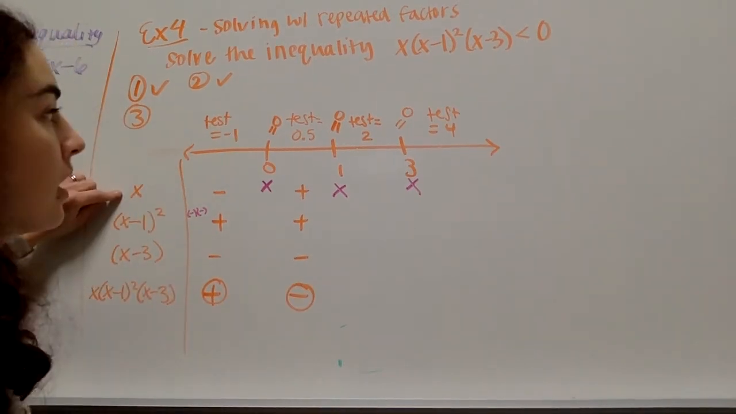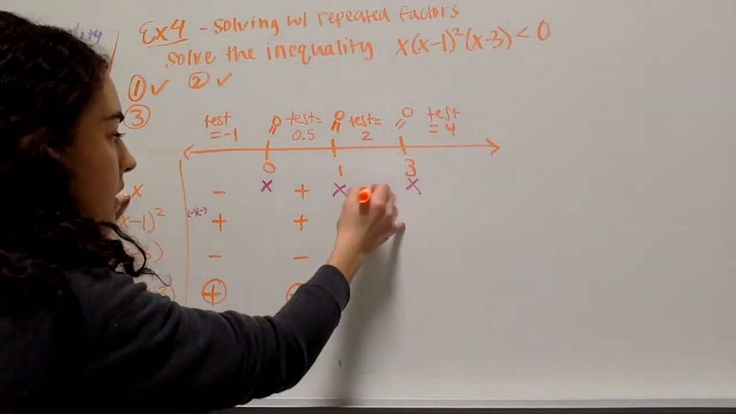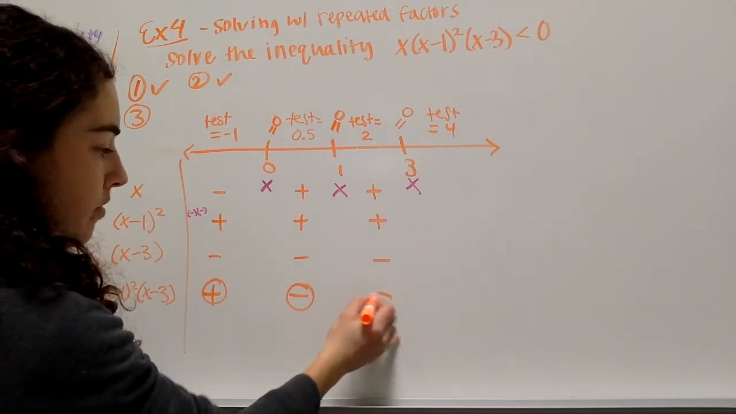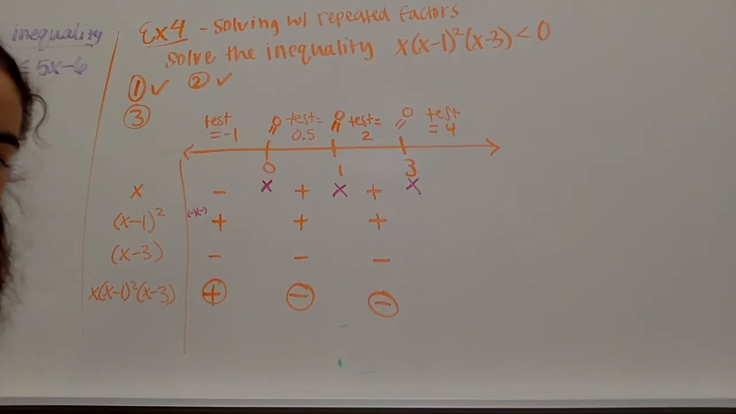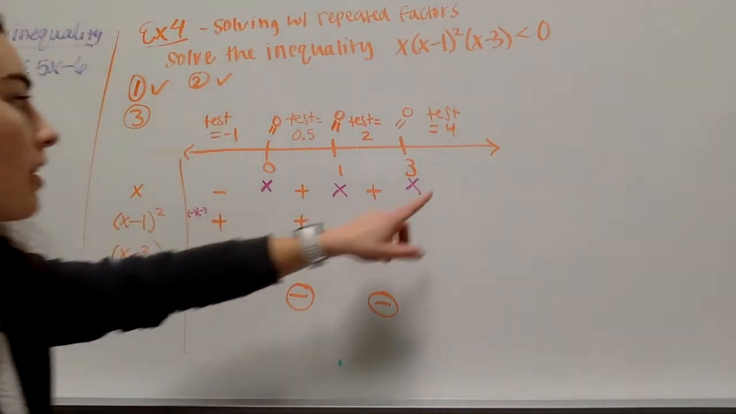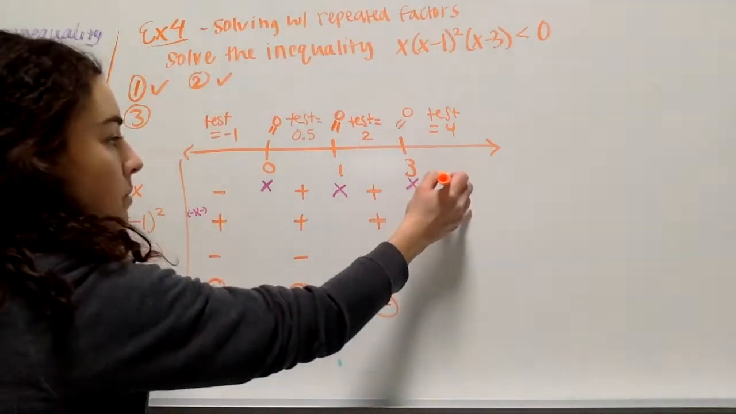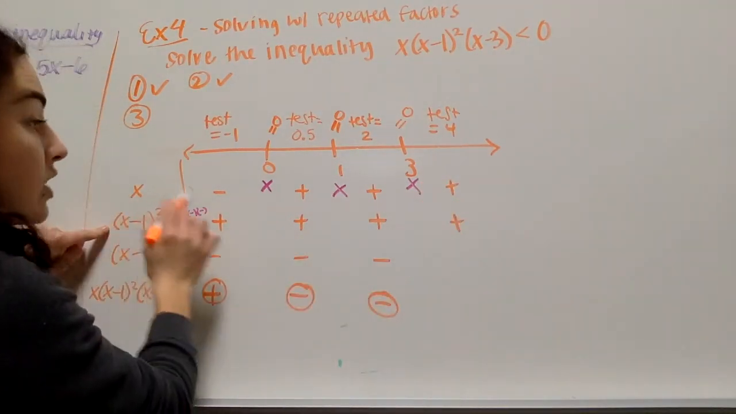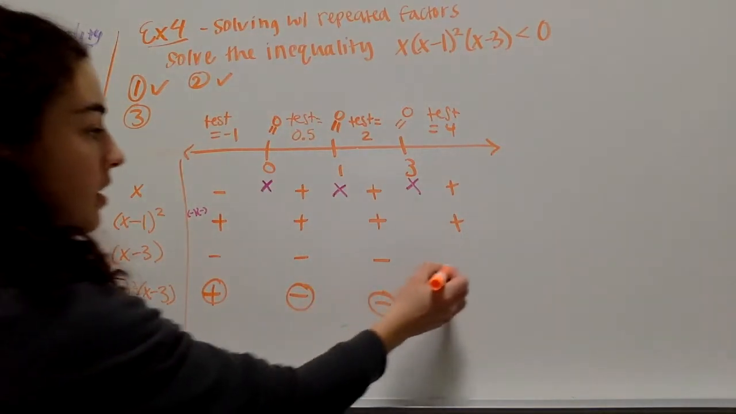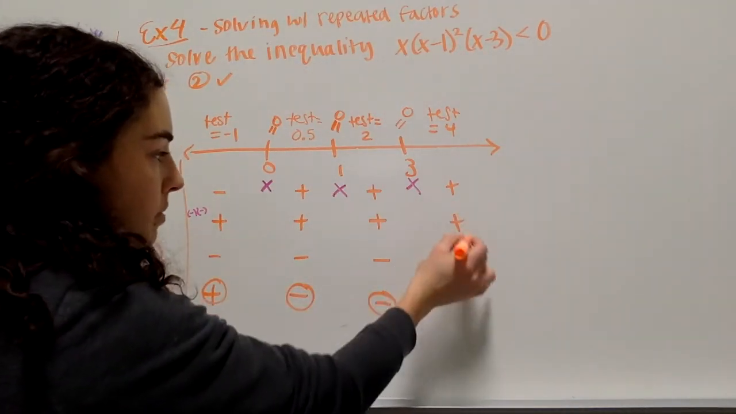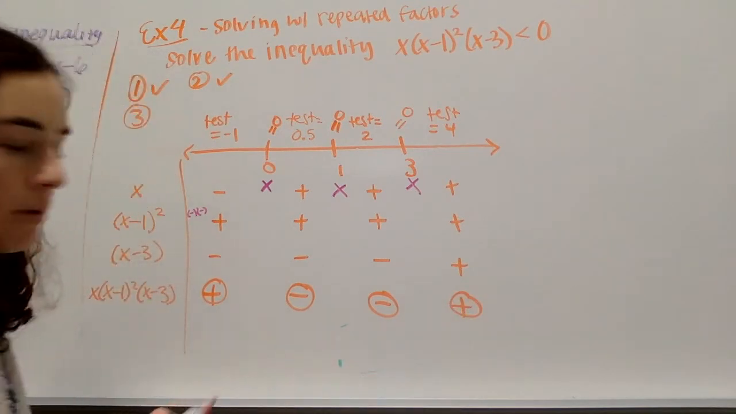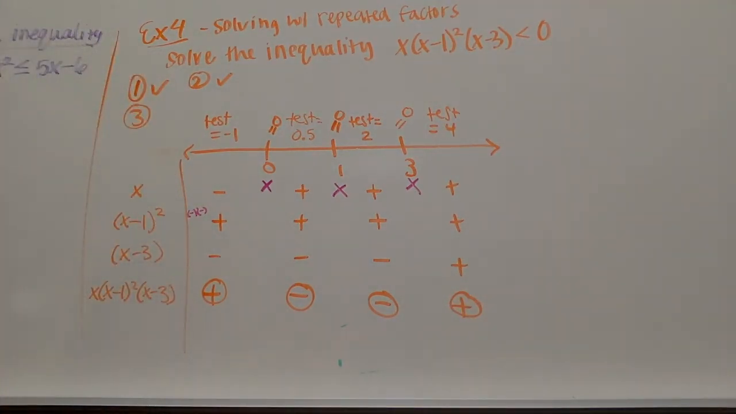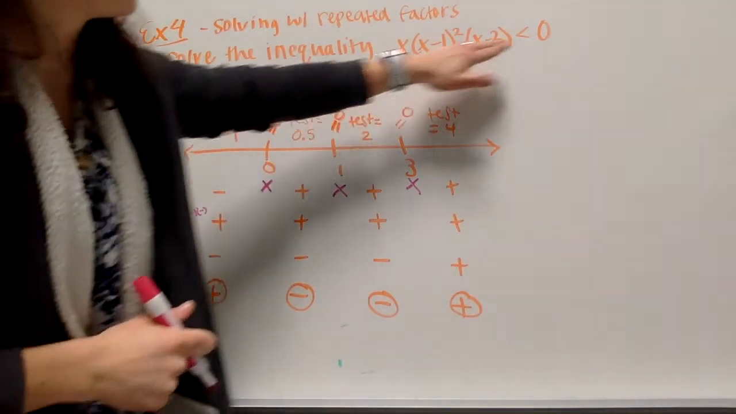Okay? If we test 2, that gives us a positive. This gives us a positive. This gives us a negative, so our final answer is a negative. And then the last one, 4, gives us a positive. Positive times a positive, and then squared stays positive. So positive times a positive gives us a positive answer. Okay, so this means that we need to pick the values that make this side less than 0.